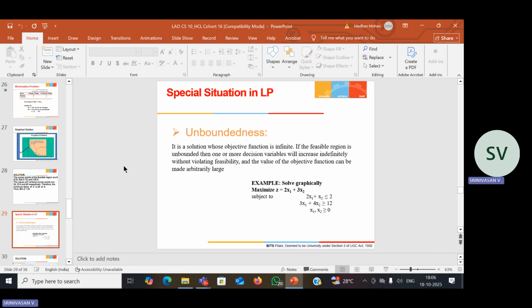It is a solution whose objective function is infinite. If the feasible region is unbounded, then one or more decision variables will increase indefinitely without violating feasibility, and the value of the objective function can be made arbitrarily large. That means it goes on up to infinity. Okay. Example. So here it says example.